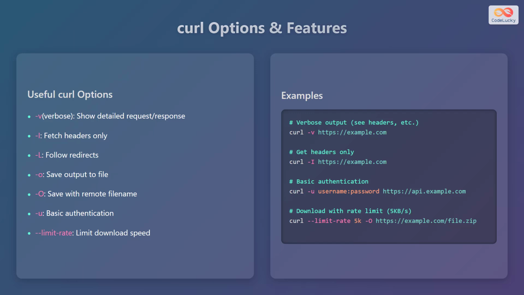Some examples are: to get a verbose output, type curl -v followed by the website address. To get headers only, type curl -I and the website address. For basic authentication, type curl -u, then the username and password, followed by the application programming interface endpoint. To download with rate limit, type curl --limit-rate, set the limit like 5K for 5 kilobytes per second, then -O and the website address.